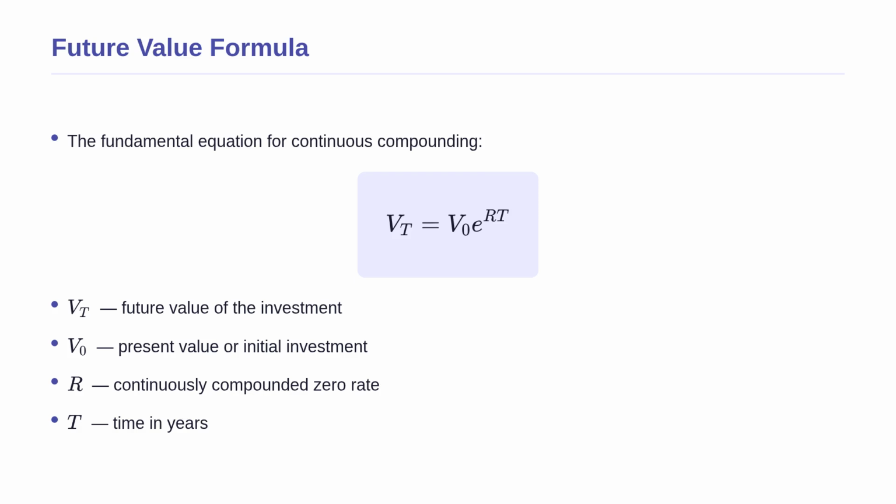Conceptually, this formula takes money today and pushes it forward in time. Let us look at the symbols. V0 is your present value, the money you invest today. Vt is the future value you will receive. R is the continuously compounded zero rate, and T is the time in years. The letter e is the mathematical constant for continuous growth. If you increase the time T or the rate R, the exponential term grows rapidly, meaning your future wealth increases significantly.